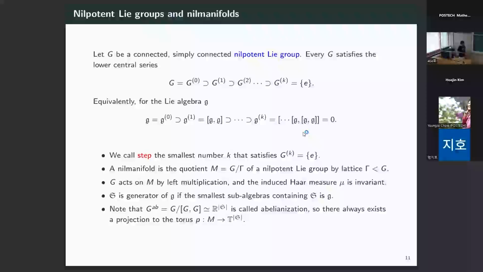So here the G upper AB means abelianization. So it means if you have G sub 0, I mean G upper 0, then we will quotient by G1.